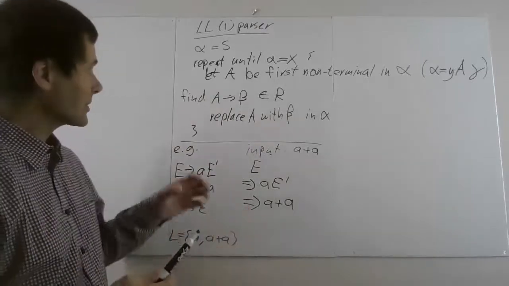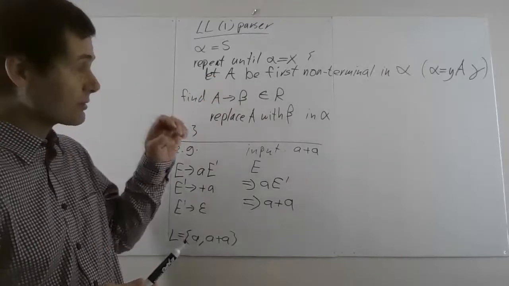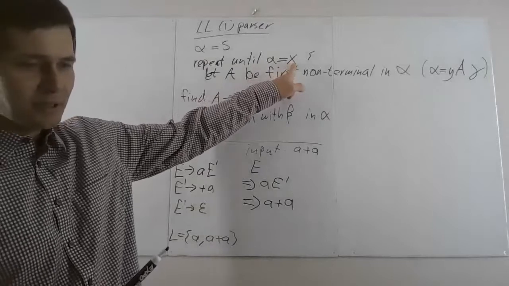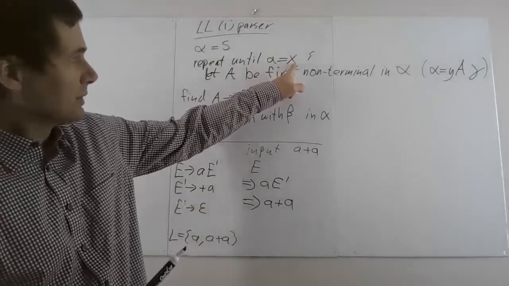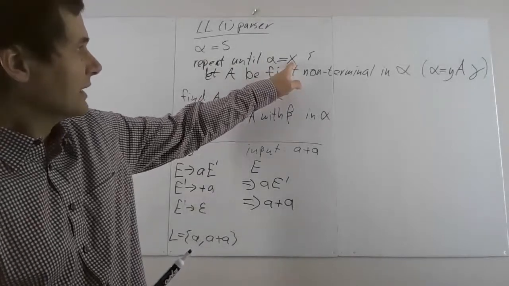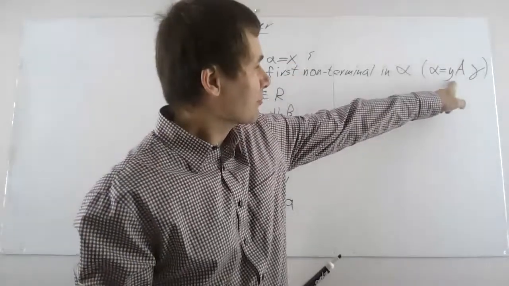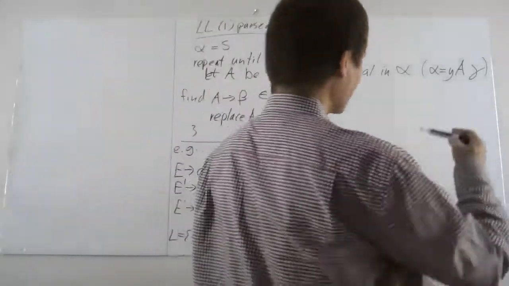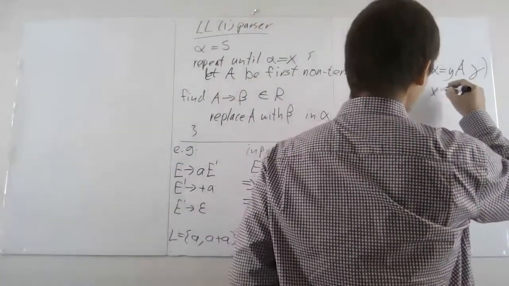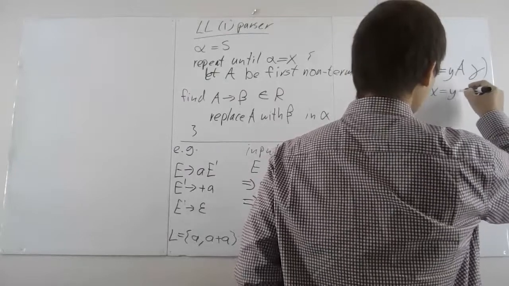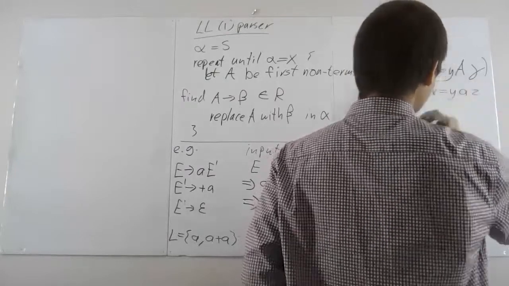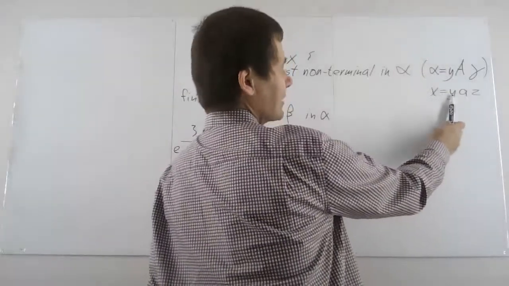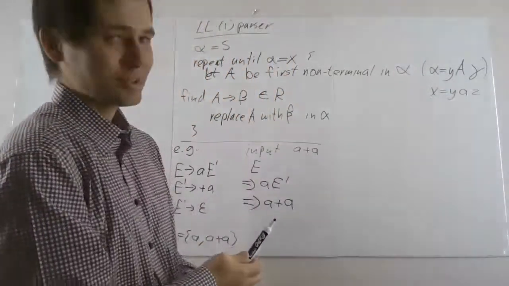So now to decide which production rule to use, I want to look at a specific place in the input X. And the place that I want to look at is after Y. So let me write this over here: X has to equal YAZ. So the point is X has to start with Y.